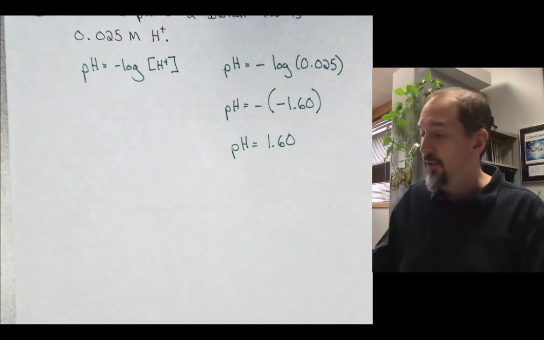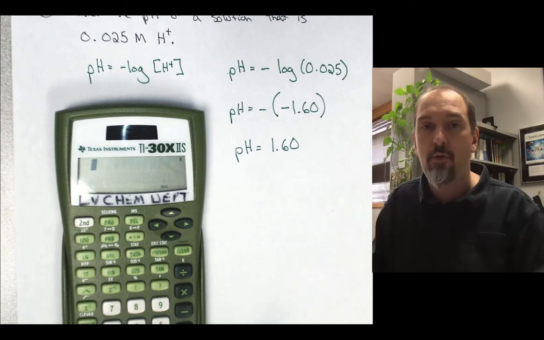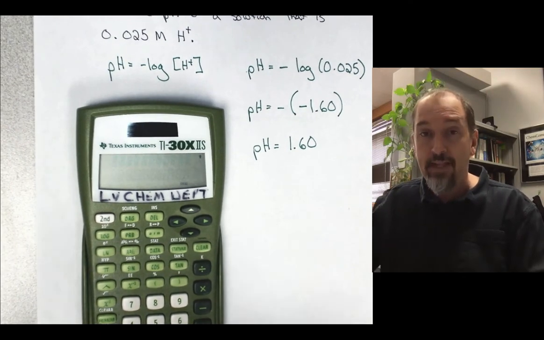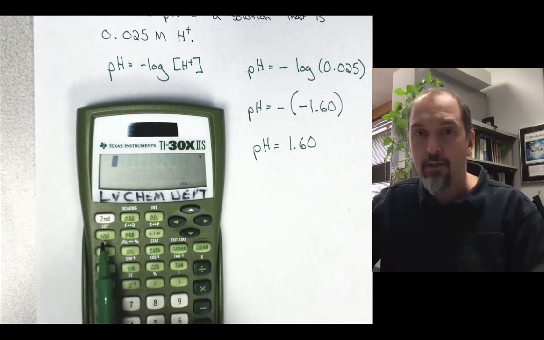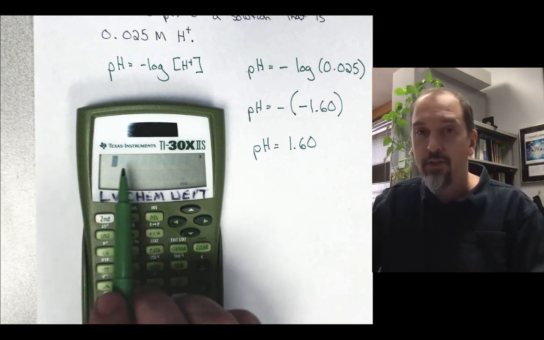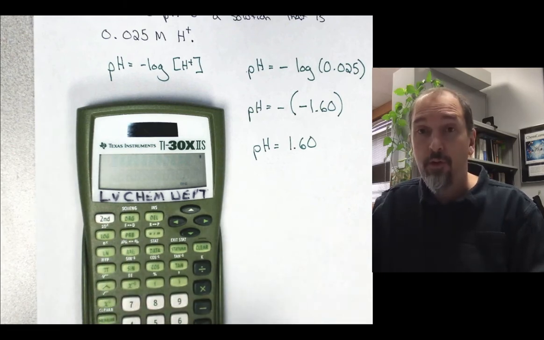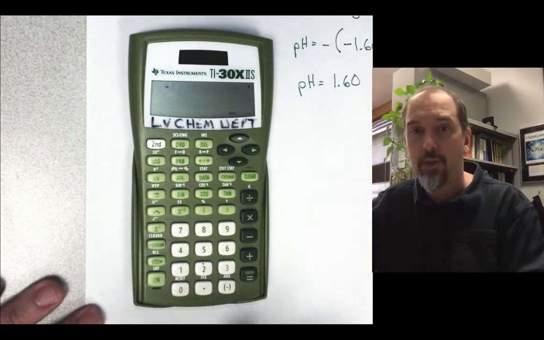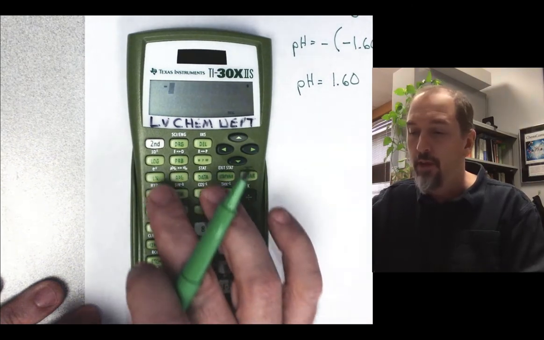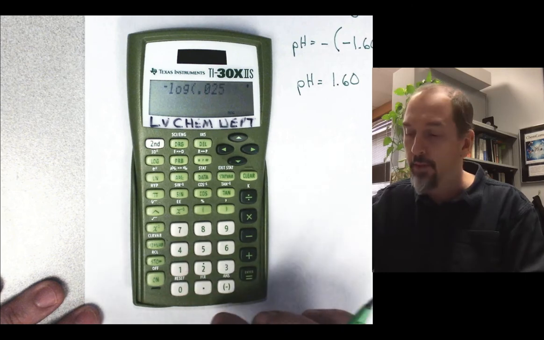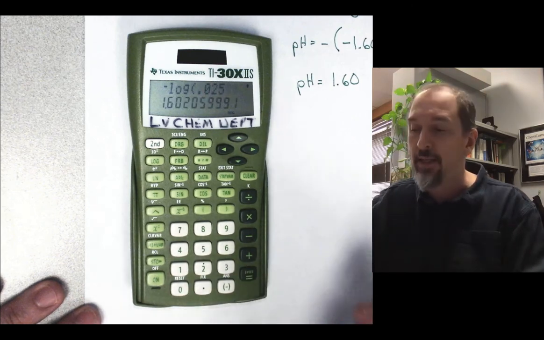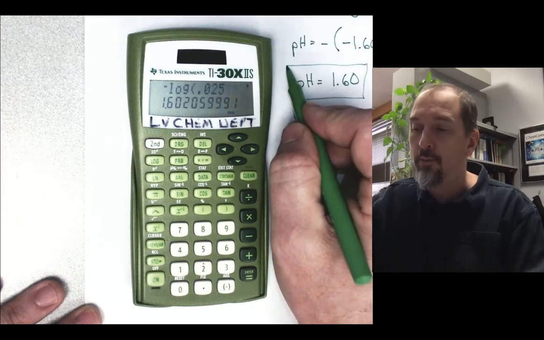Just to show you on a two-line calculator, a little bit more advanced calculator, our log button is right there. But in this case, with these more advanced calculators, you want to put in the full equation like it is. We want the negative, so use this negative button here. I want to do the negative log of 0.025. And then you can just hit enter, and you can see that gives me the same value, pH 1.60.